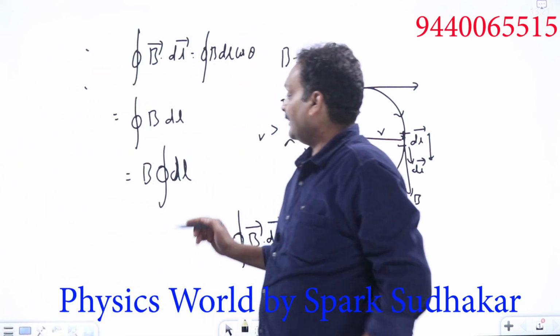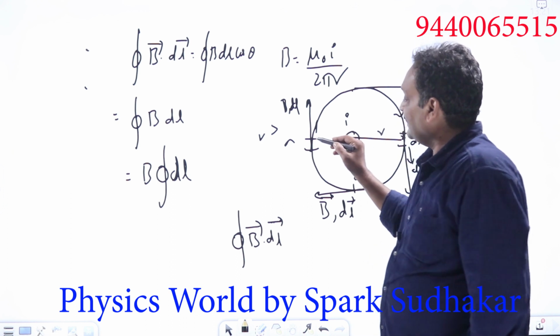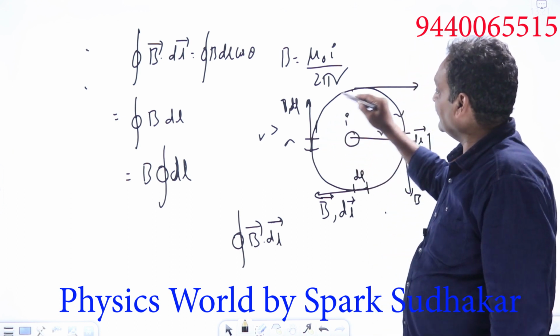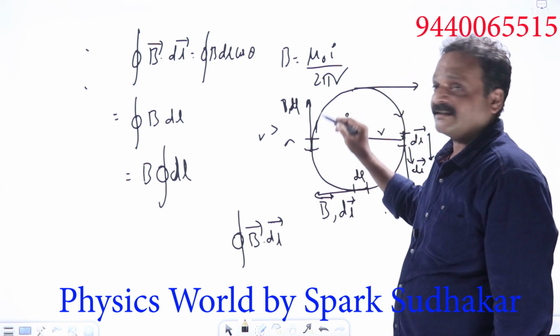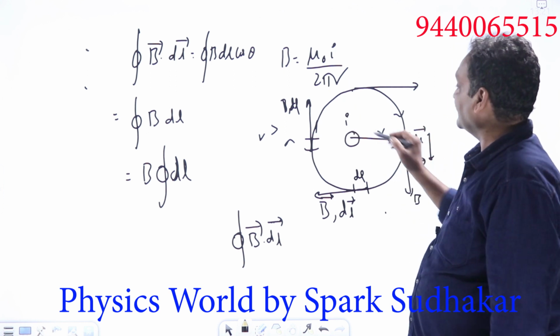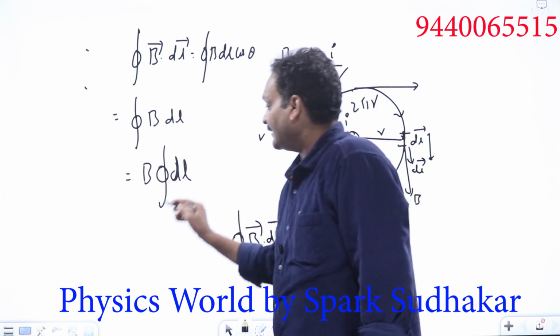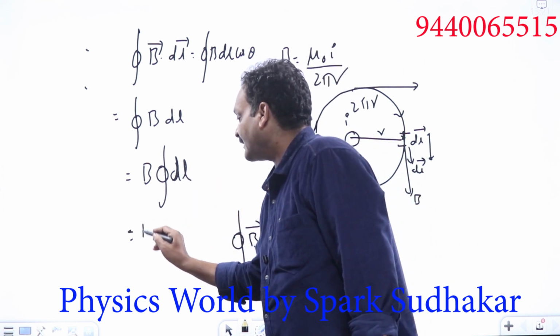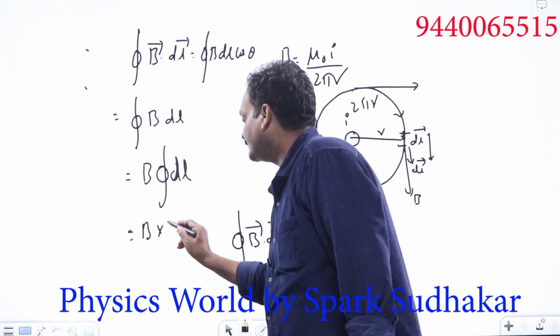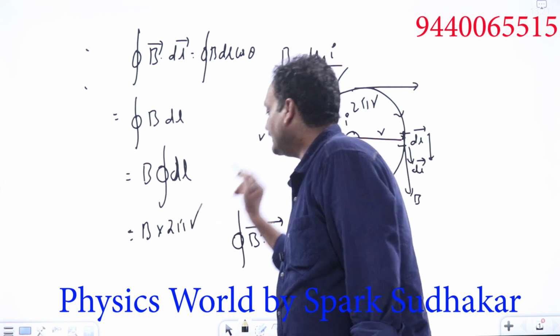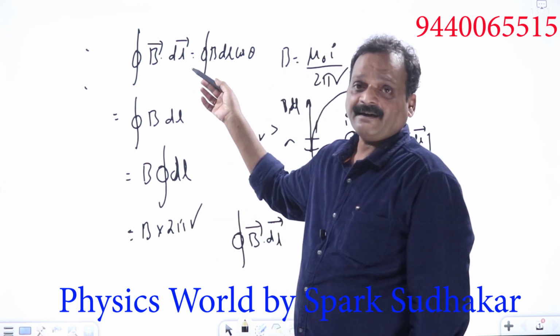Now what is circular integral dl? dl is a small element in this path. Circular integral dl means the length of this entire circular path, which is the circumference of the circle, 2 pi r. So circular integral dl is 2 pi r, and circular integral B bar dot dl bar is B into 2 pi r.